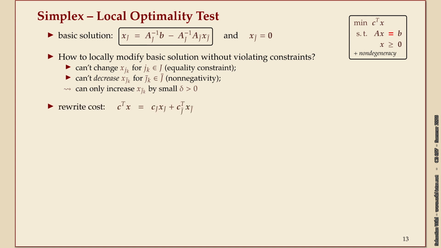So we can rewrite the cost function, and that will tell us what to do. That's the objective function. We can split it up the same way by the variable indices that occur in J and the others.